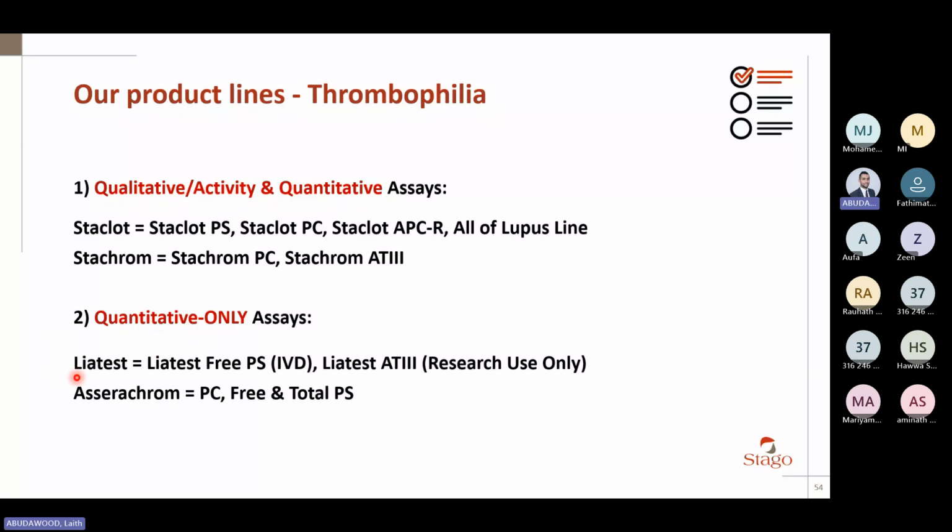So in our case, we have the LIATEST line. LIATEST stands for latex immunoassay. So whenever you see LIATEST, it's an antigenic assay. We have also Asserachrome, these are ELISA assays. Stalclot means clotting assay. Stachrome means chromogenic assay. So these are the commercial names of these assays, and we'll break them down one by one.